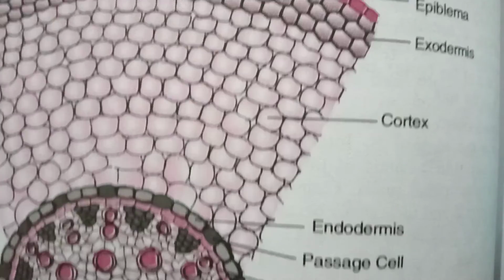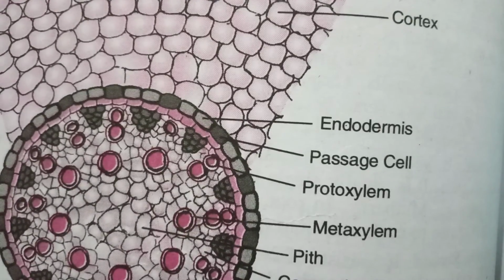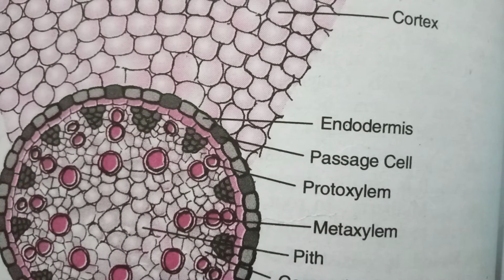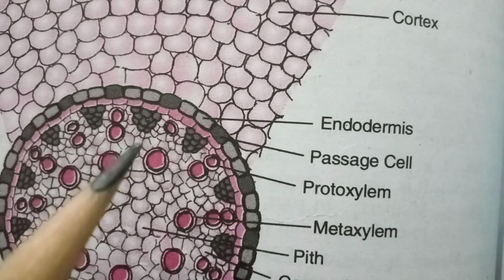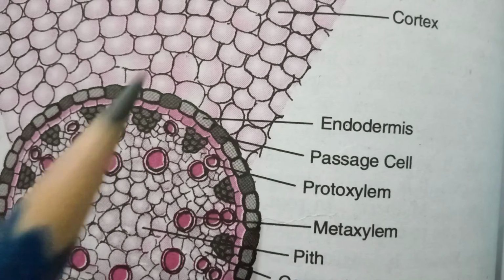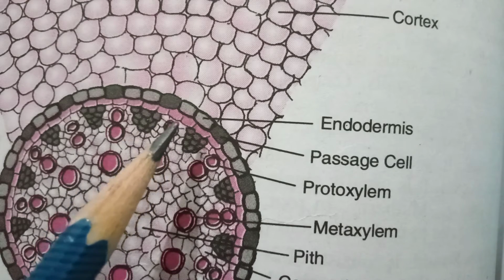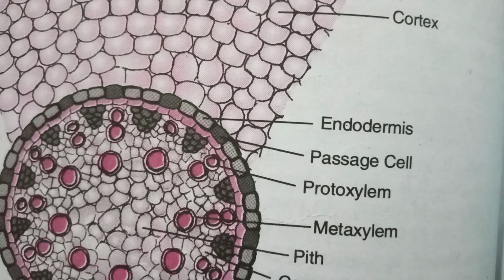Then next is the endodermis layer. In these endodermal cells you can see some dark cells; these are passage cells. Moreover, they contain Casparian stripes, that means thickenings of lignin and suberin. These passage cells help in movement. Next to the endodermis is the pericycle, which may be single or multi-layered. It helps in conduction. It is the outermost layer of the stele.